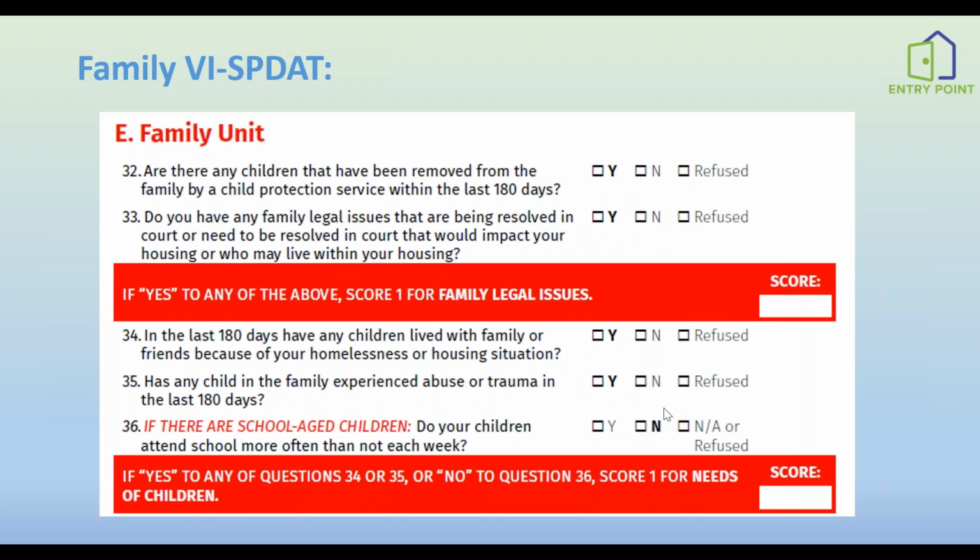There's all the questions that we went over before, but you talk about them for the whole family. And then there's another special section on the family VI SPDAT, that's section E, the family unit section. These questions do not appear in any form on the other VI SPDATs because they're looking at the entire family, including the minor children. And this section is looking at legal issues for the whole household and sort of family stability or continuity.